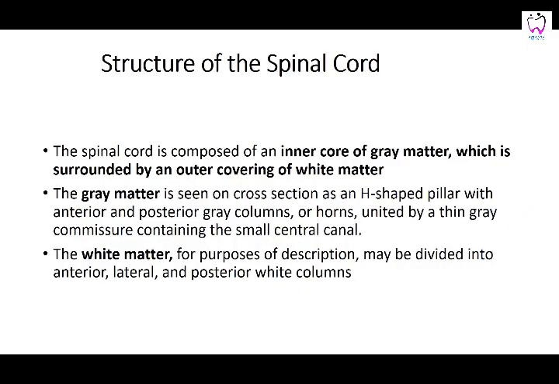The structure of the spinal cord is composed of an inner core of gray matter, which is H-shaped, or you can call it a butterfly shape, surrounded by the outer covering of the white matter. The gray matter has anterior and posterior columns united by the gray commissure, a connecting part which contains the central canal. Then there is the white matter, which can be divided into three bundles, that is the anterior, lateral, and posterior white columns. These are called white columns because they contain bundles of nerve fibers which are going up and down.